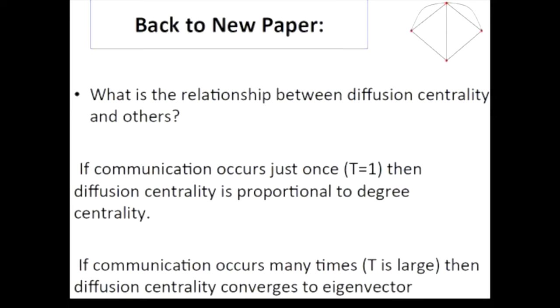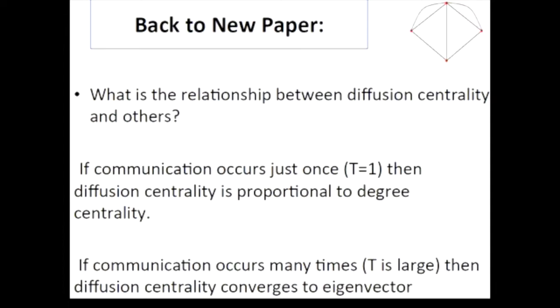One thing that's pretty clear: if we ran the diffusion process just one period, then the number of people I'm going to tell is just going to be proportional to how many neighbors I have, right? If I have six neighbors, the expected number of people that are going to hear anything is just P times six. If you have 12 neighbors, it's P times 12. So what's happening is I'm just broadcasting information. If I just do it once, it's degree centrality, right?